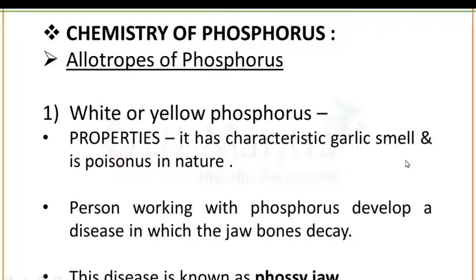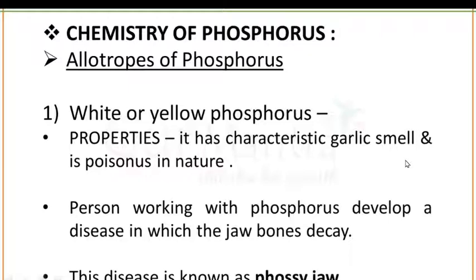Elemental phosphorus can exist in several allotropes, the most common of which are white and red solids. Solid violet and black allotropes are also known, but we will discuss white or yellow phosphorus, red phosphorus and also black phosphorus. Gaseous phosphorus exists as diphosphorus and atomic phosphorus. Number 1 that we are going to discuss is white or yellow phosphorus.